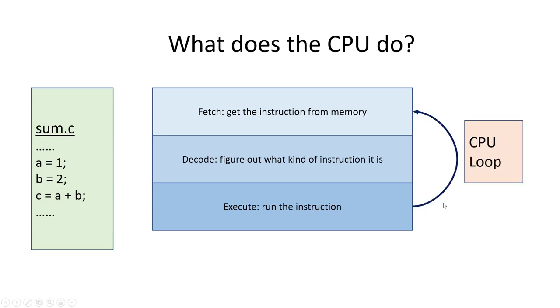All right, and this is going to be just repeated in a loop endlessly. So as soon as it's done executing the first instruction, it's going to go back and fetch the next instruction. It's going to figure out what it's supposed to do by decoding it. It's going to execute that instruction and then go back and get another instruction. It just does this forever.